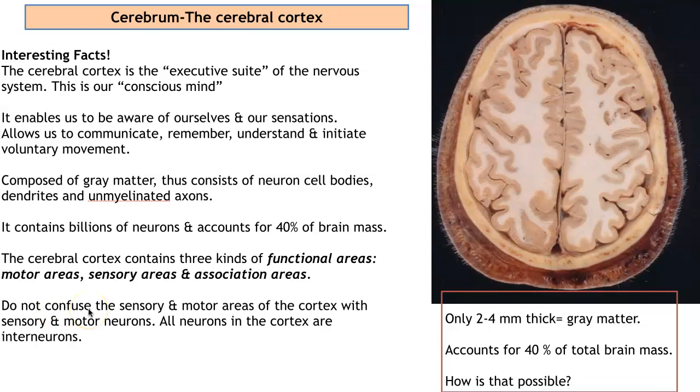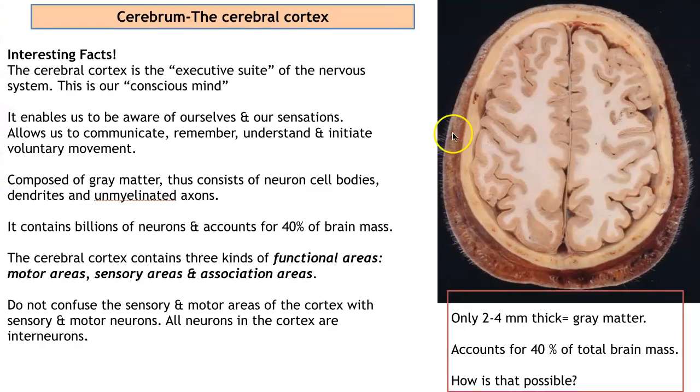So, just some interesting facts. This cerebral cortex, this is the main processing center of your brain. All that information that's being sent up to your brain for processing, this is where it's being processed. Once they figure out what to do, it's coming down from the cerebral cortex. This cerebral cortex allows you to have what is called the conscious mind. That's a whole other topic. What does it mean to be conscious, to be aware of your surroundings, of your environment? The cerebral cortex is only gray matter, billions of interneurons.